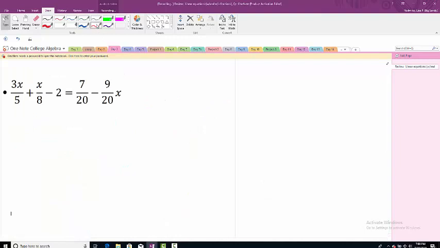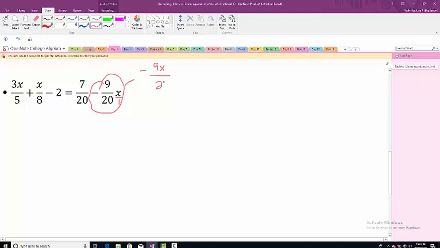Okay, the next problem we're going to do has fractions. So we have 3x over 5 plus x over 8 minus 2 equals 7 over 10 minus 9/20 x. So this way of writing the x out front, think about it this way, that x is over 1. So that is the same as saying minus 9x, so 9x is on the top of the fraction, over 20. So here it's written out front, but it means essentially the same thing as here.